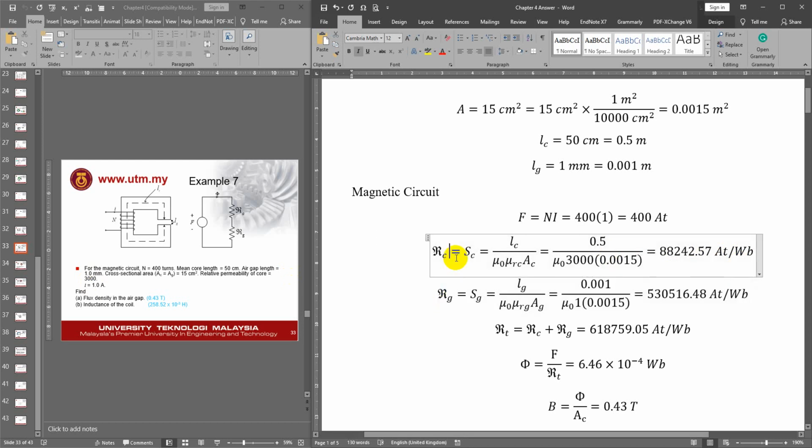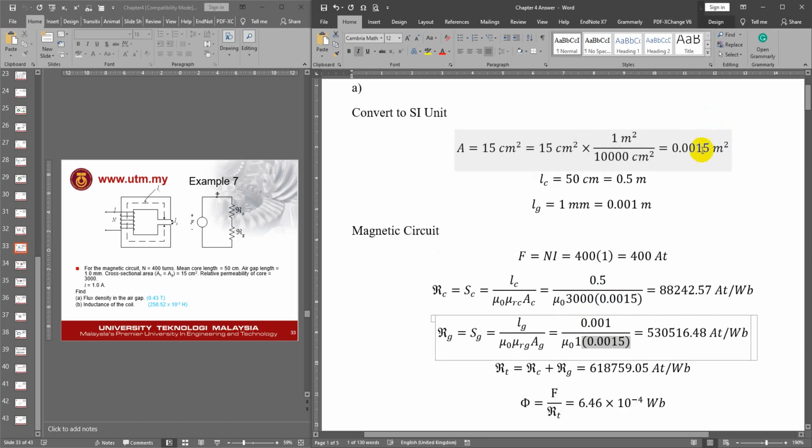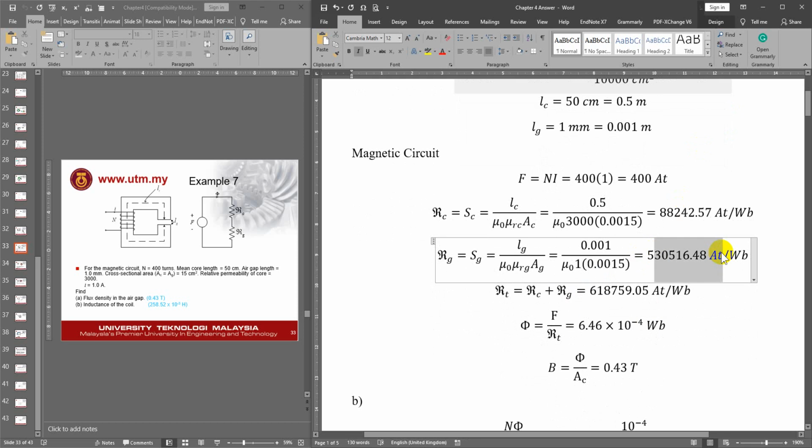After you find the reluctance of the core, you have to find the reluctance of the air gap. You use the same formula: length of the air gap divided by mu naught times the relative permeability, and the relative permeability of air is always 1. The area needs to be in SI units. So you also get the answer. Make sure that the reluctance of the gap is usually larger. Sometimes it's much smaller, but usually it is larger.